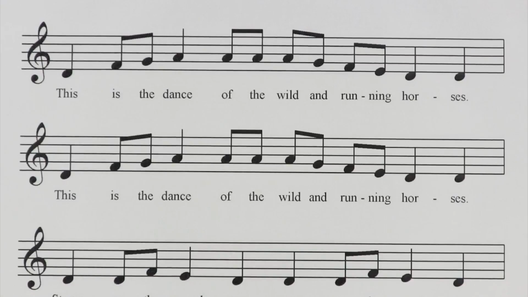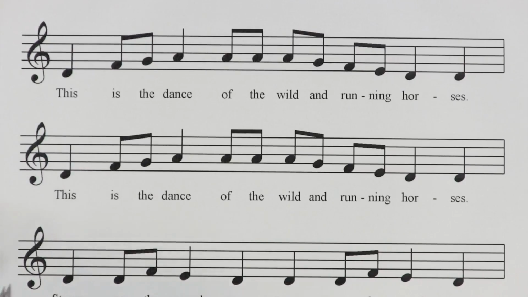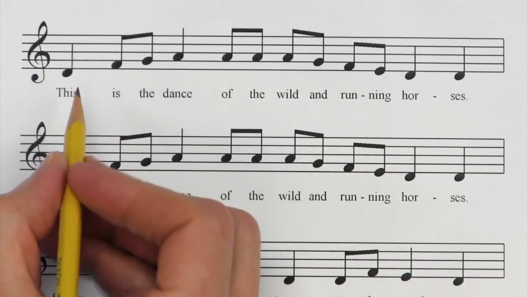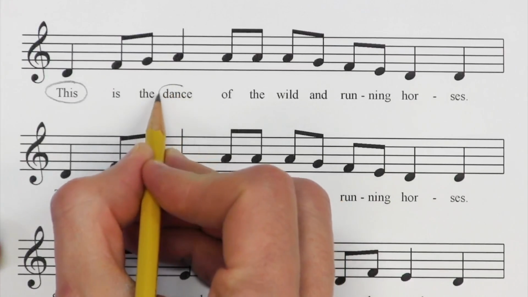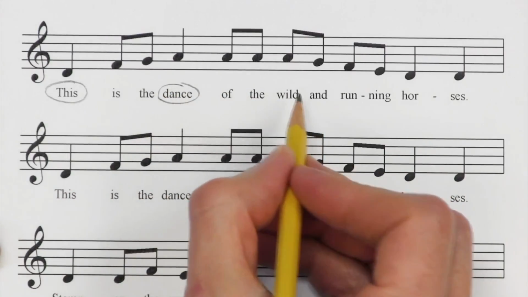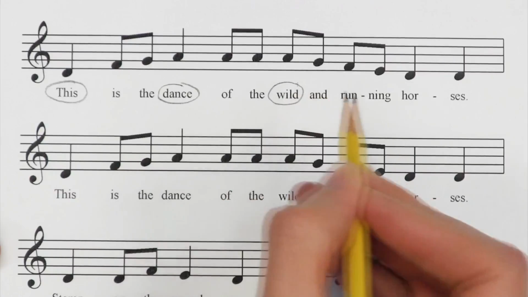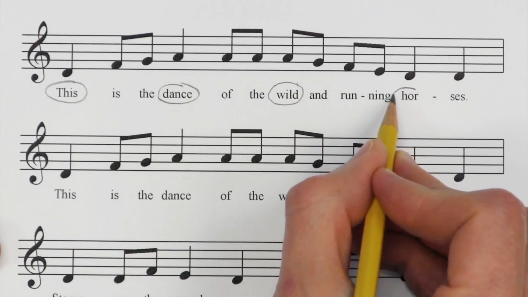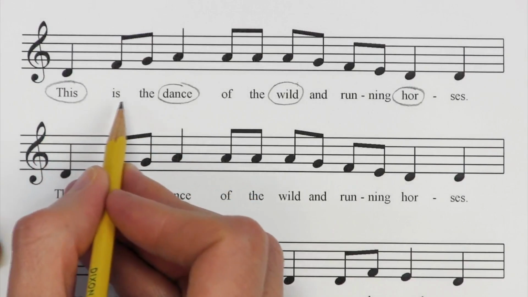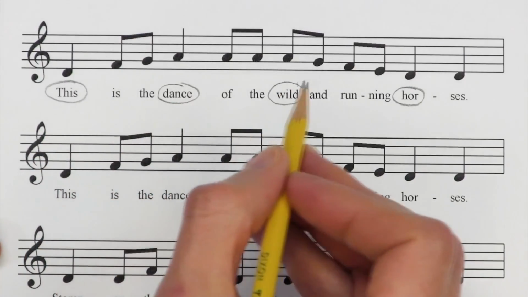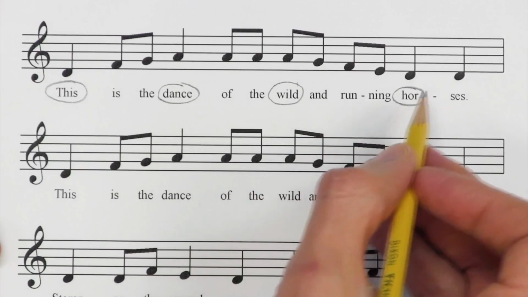Here we have the sheet music to the Wild Horses, which you can download from our website. Let's add bar lines so we'll know when to play chords. First, let's circle the words where we have a strong beat. We have a strong beat on the word this, then on the word dance, then on the word wild, and the first syllable of horses. That's where we're going to play chords. This is the dance of the wild and running horses.